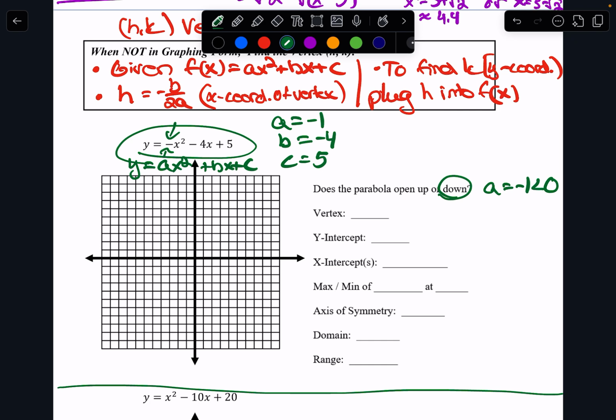Okay, now we need to calculate the vertex. So remember, we were given the formula for the h here. So h equals negative b, which is negative 4, divided by 2 times negative 1. What I'm going to do is count the negatives. I have 3 negatives, so my answer has to be a negative. And then 2 times 1 is 2, 4 divided by 2 is 2. So our h is going to be negative 2.